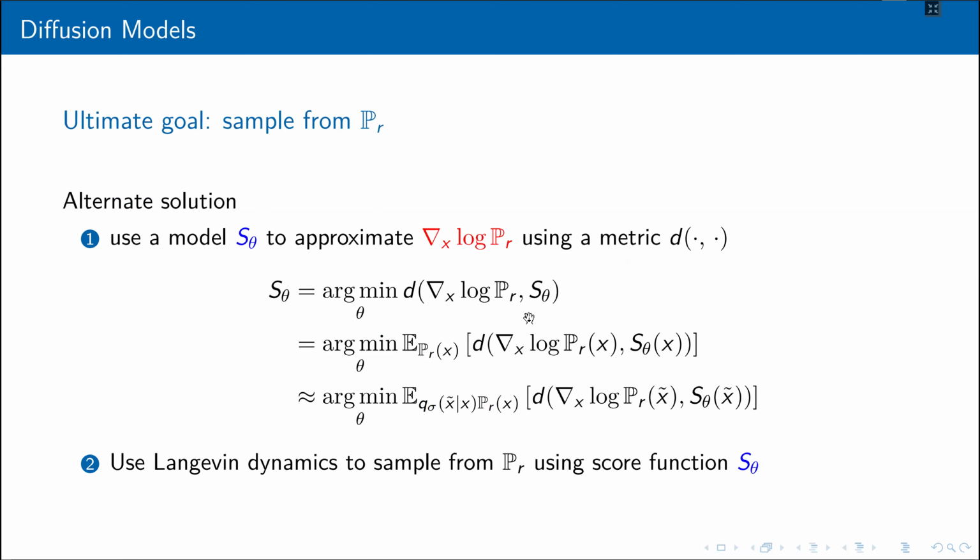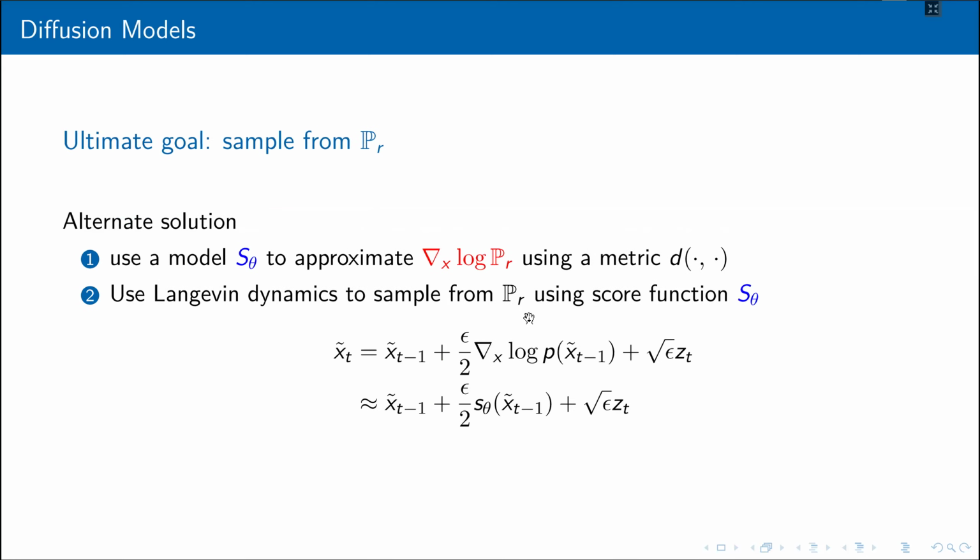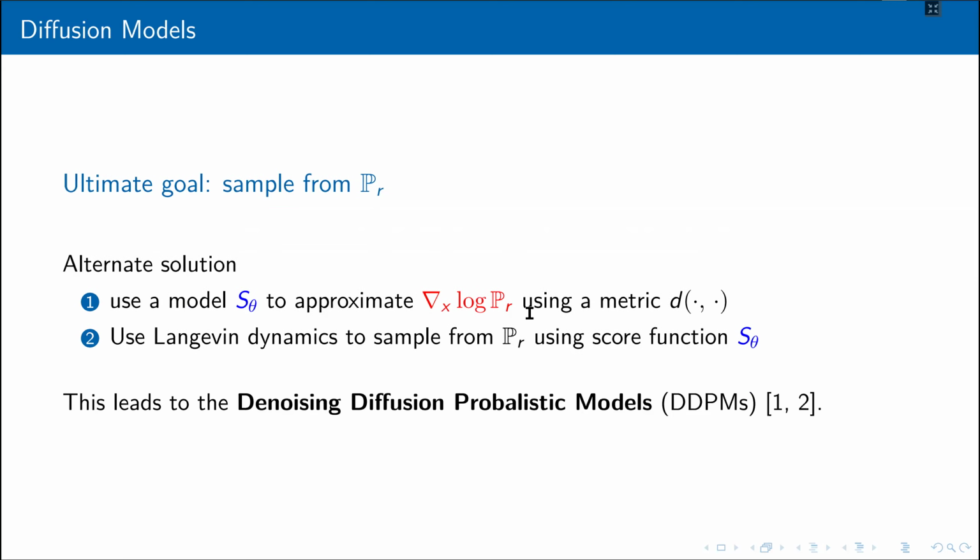This comes from SDE, and using it we can approximate the gradient of the log likelihood. We can sample, and this is the denoising diffusion probabilistic model. But this method can be complicated.